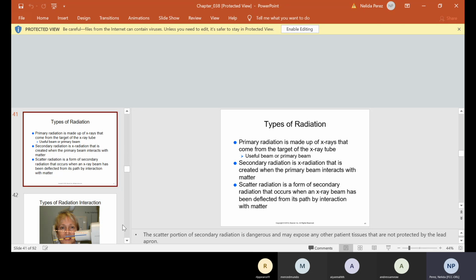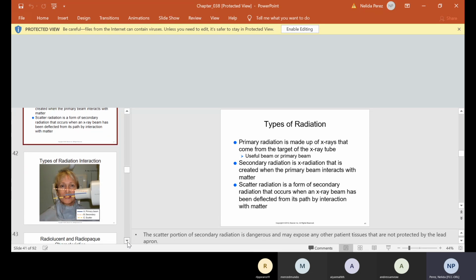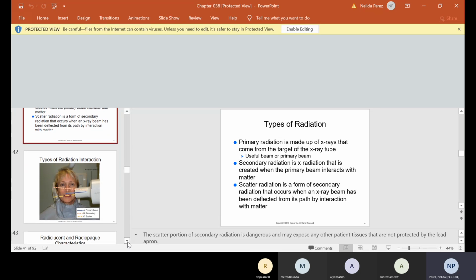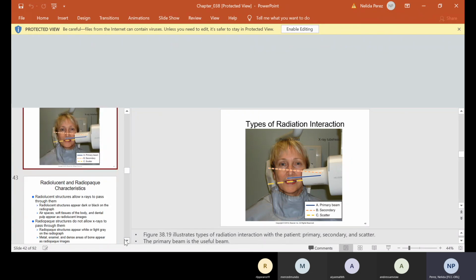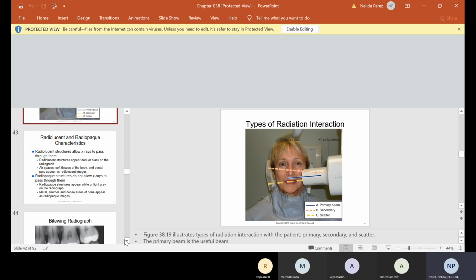Now, the scatter portion of secondary radiation is dangerous and may expose any of the patient's tissues that are not protected by the lead apron. And if you look in your Kindle, you can see this picture here, and it's showing you the different types of radiation: the primary beam that I just mentioned, secondary, and scatter. So please remember that. That is part of your terminology. It's also going to be on your test. Most of your terminology words are going to be on your exam.